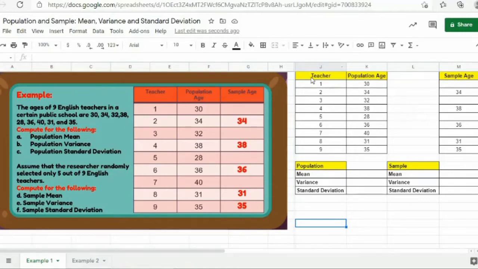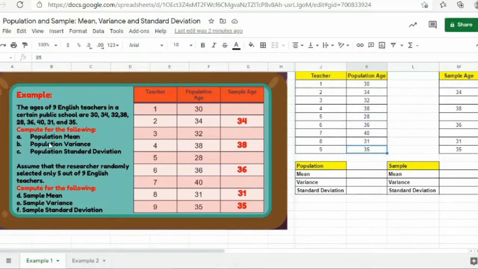To begin, construct a table. For the first column, for teachers, you have teacher number 1, teacher number 2, up to teacher number 9. For the second column, you have the population age. You will include all the ages of the 9 English teachers in this given problem: 30, 34, 32, 36, 38, 28, 36, 40, 31, and then 35.